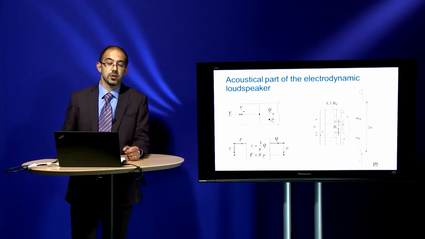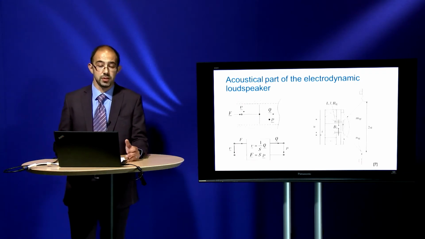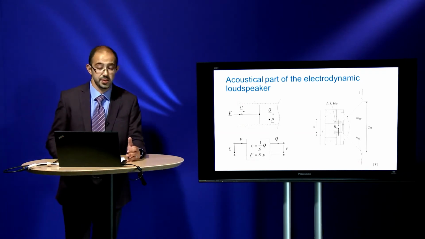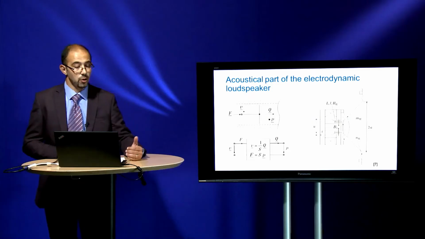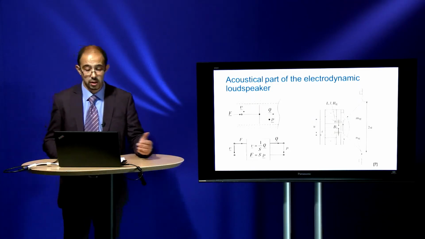On the other side, the acoustical part of the electrodynamic loudspeaker is quite important. As an ideal model, we take into account a piston, which you see in this picture, without a mass in the ideal case. If we apply a force, there is a relationship between the force and pressure, and at the same time, a relationship between the velocity and volume velocity. They are all dependent on the area.